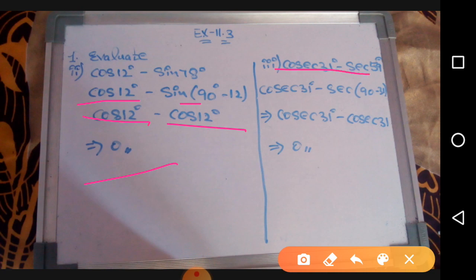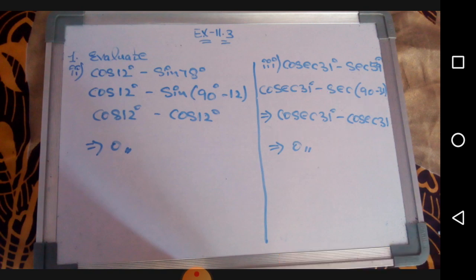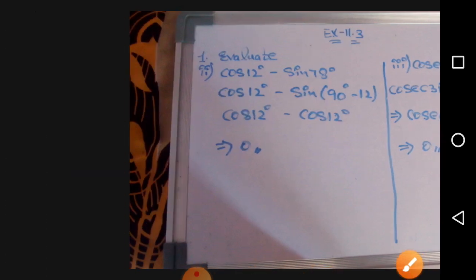Cosecant 31 minus secant 59. Thus, how can we write secant 59 as secant of 90 minus 31, and secant of 90 minus theta is cosecant theta. Thus, cosecant 31 minus cosecant 31 is 0. Let's move on to the next question.